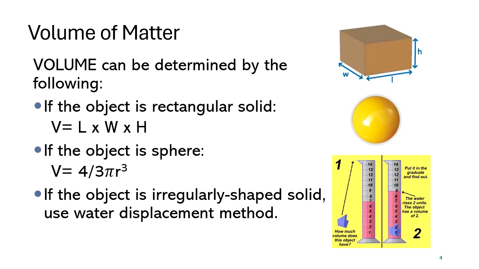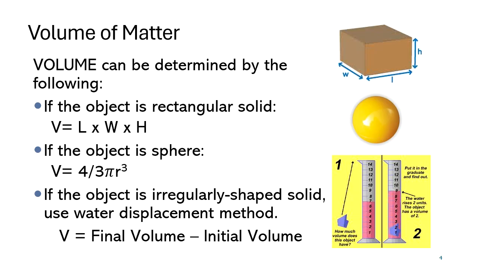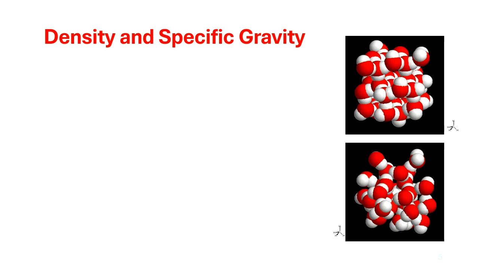So, how do we do the water displacement method? We put it in a graduated cylinder and measure how much the water rises. We do that by getting the difference between the final volume and the initial volume of the liquid in our graduated cylinder. Now for this lesson, we're going to focus specifically on density and specific gravity.